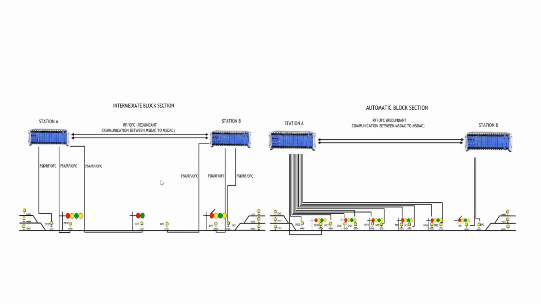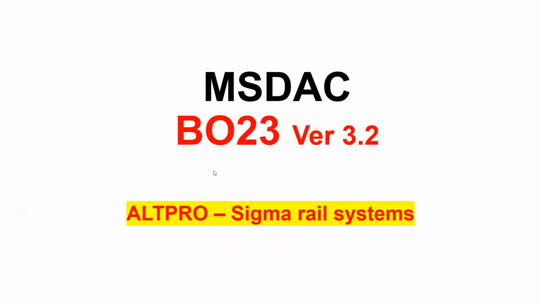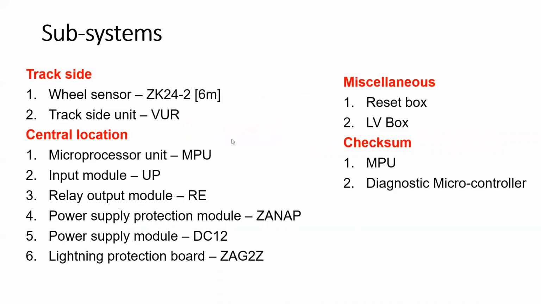These are all for auto signaling, the IBS, different models. This is for the diagnostic data actually. Through the internet you can send. This is actually Alt Pros. This is Sigma Rail Systems Calcutta. They are supplying. It is a simple system.